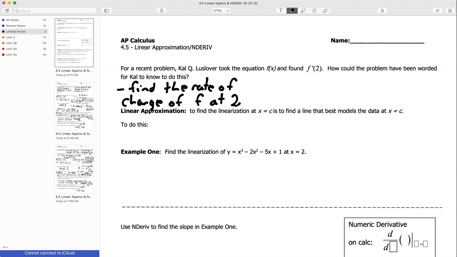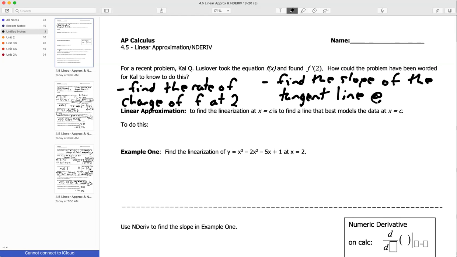I'm going to find... what about the tangent line? The slope of the tangent line. So find the slope of the tangent line at x is equal to 2.